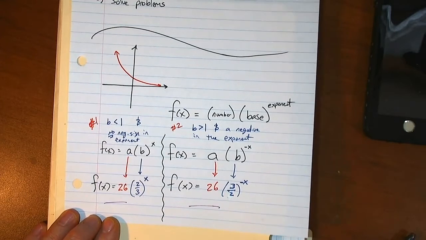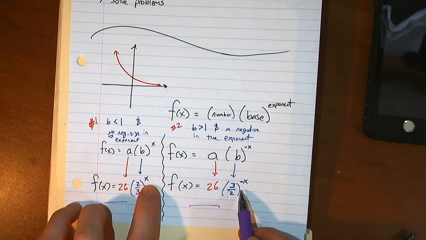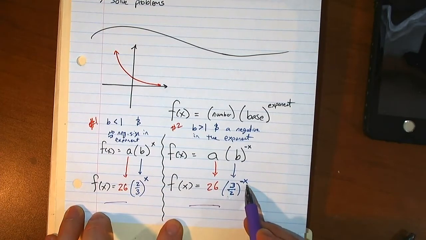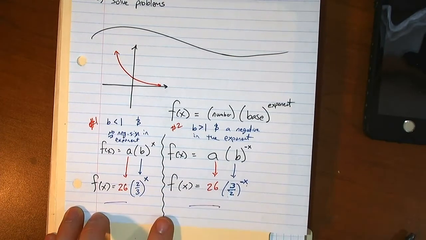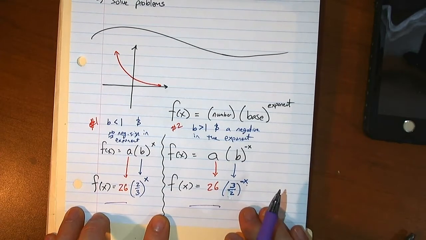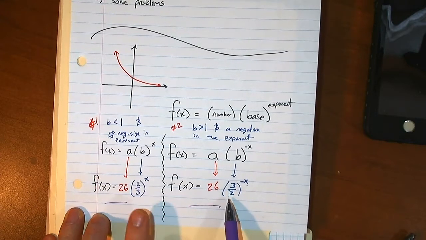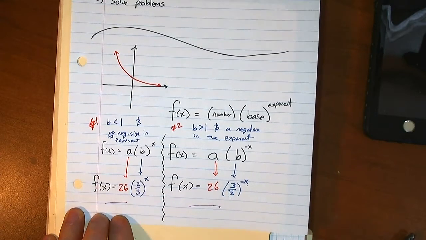In fact, if you don't believe me, you could test it. Pick any number you want, plug it in for x in this equation, pick any number you want, plug it in for x in this equation, type them both in your calculator, they will always give you the same answer, always. Okay, so these are both the exact same decay function, they just look a little bit different.